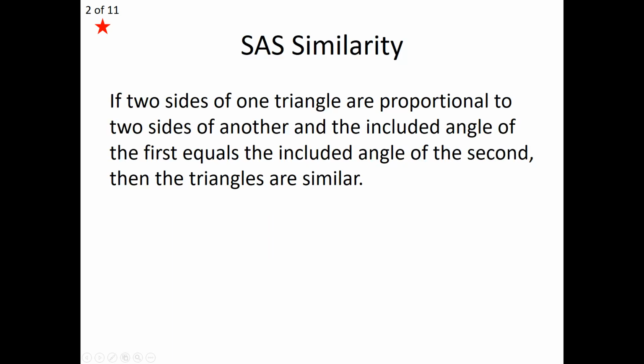So to begin, let's go ahead and state what the side angle side similarity theorem states. Again, this is a shortcut to similarity, right? This is another way for us to show that we don't need all the pieces of information to show two triangles are similar. We're going to take a shortcut. Here's what it states. If two sides of one triangle are proportional to two sides of another, and the included angle of the first equals the included angle of the second, then the triangles are similar.